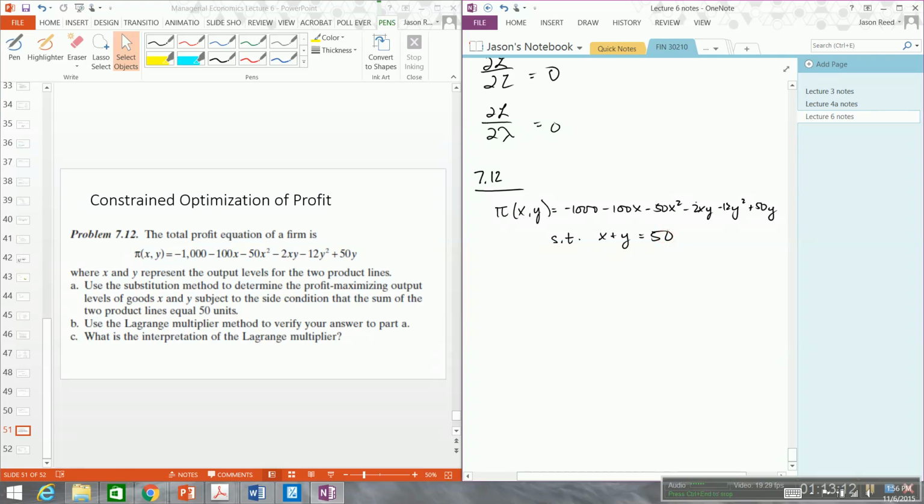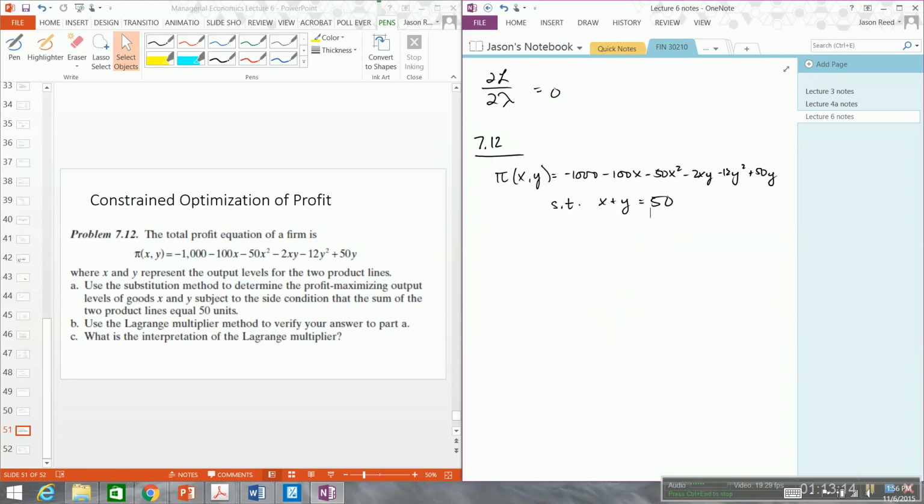We're going to skip the substitution method. We're going to go straight to the Lagrangian multiplier method. So we're going to set up this Lagrangian L. This Lagrangian is negative 1,000 minus 100x minus 50x squared minus 2xy minus 12y squared plus 50y plus lambda times (50 minus x minus y).